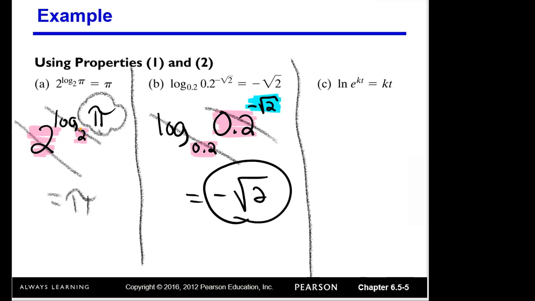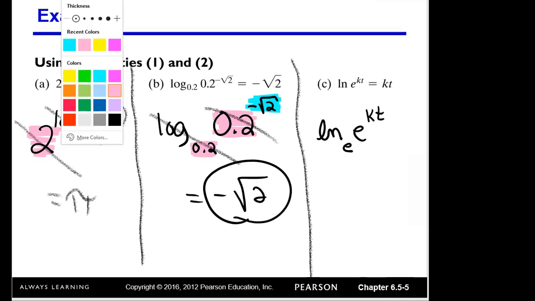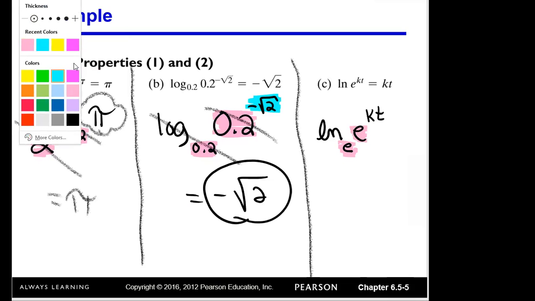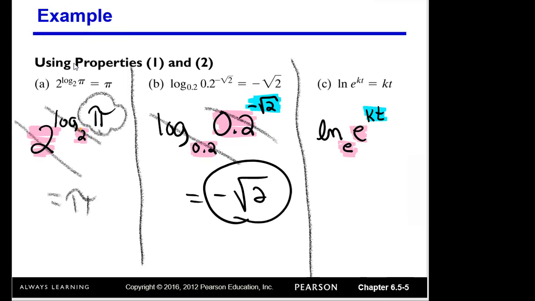And then on the last one, they're being sneaky. It's a natural log of e raised to the kt. And then you have to remember that there is an invisible e right here. So the base on the logarithm also equals the base right here. And so that means that the exponent is your answer, because natural log of e and base e cancel each other out. So you're just left with the kt, and that's my answer.